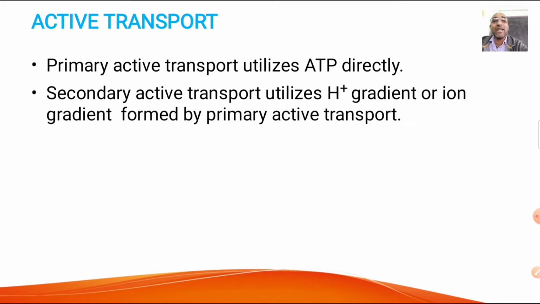But secondary active transport actually is dependent on primary active transport. How? It utilizes the proton concentration gradient or the ion concentration gradient formed by a primary active transport. Got it? So, primary active transport directly utilizes the ATP, but secondary active transport is dependent on primary active transport as it utilizes the proton concentration gradient or ion concentration gradient formed by primary active transport.